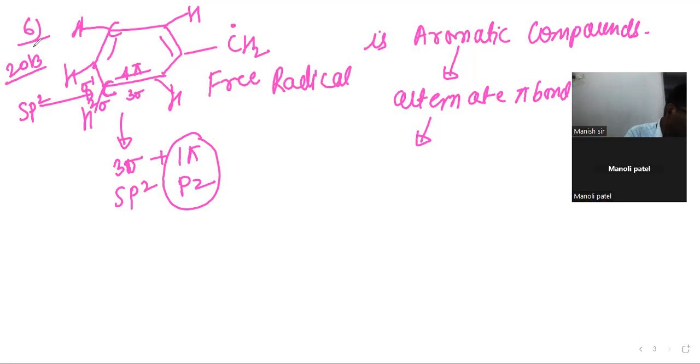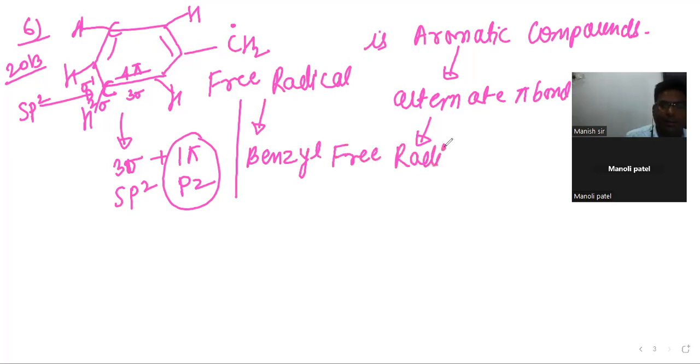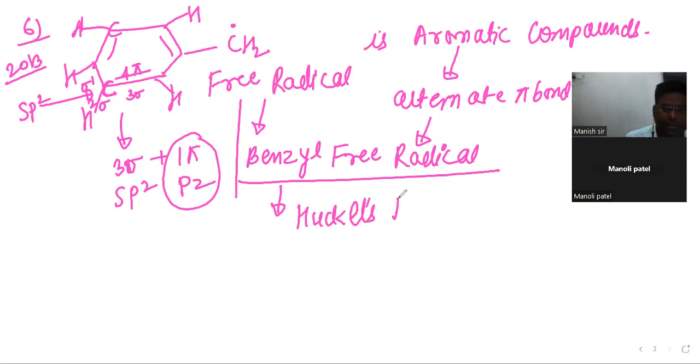So why is it aromatic? See here, as we know, this is the benzyl free radical. Its name is also benzyl free radical. It is aromatic as per Huckel's rule. So who gave this rule? It was given by the scientist Huckel. Huckel's rule. It has 6 pi electrons.